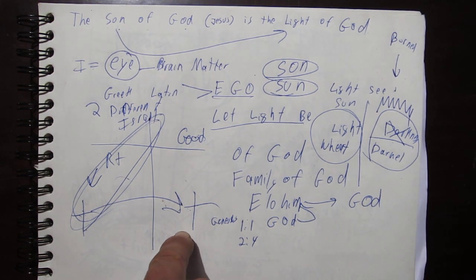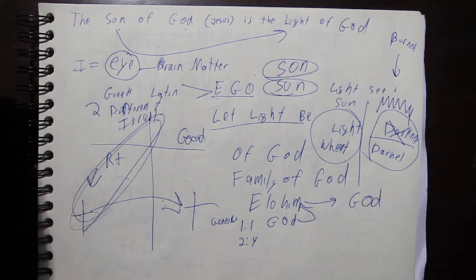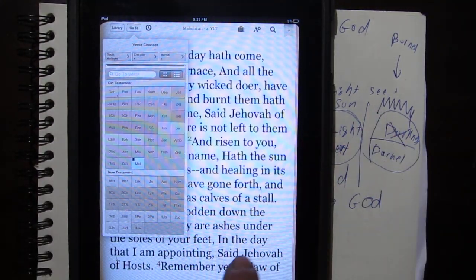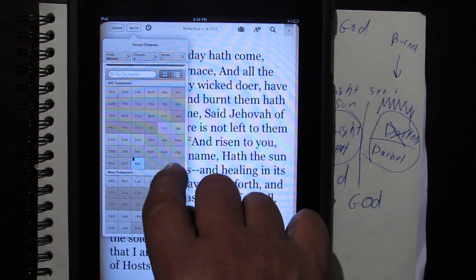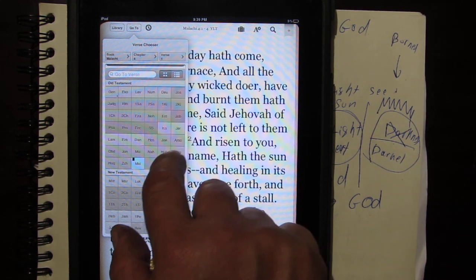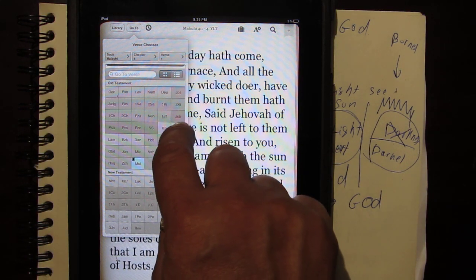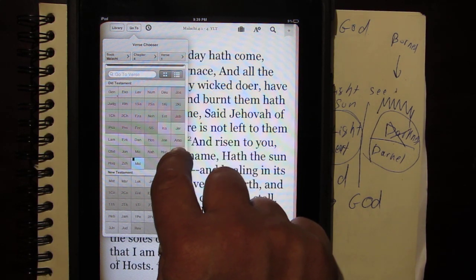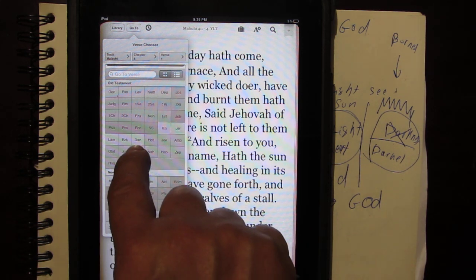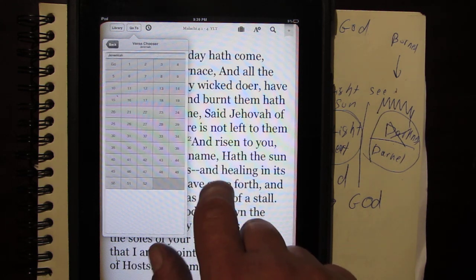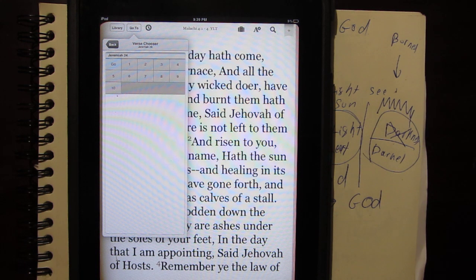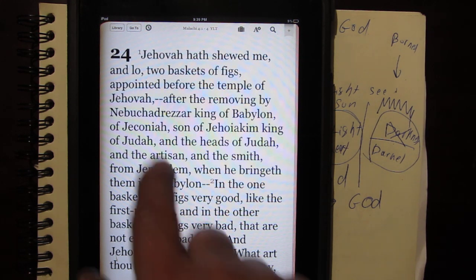Now, why am I saying that? We haven't even got to the Son of God yet, but we're getting a lot of parallels that you can't deny. So let's go to Jeremiah 24. Jeremiah 24 is something you can read many times if I could find it. I'm almost there. Jeremiah. Okay, 24.